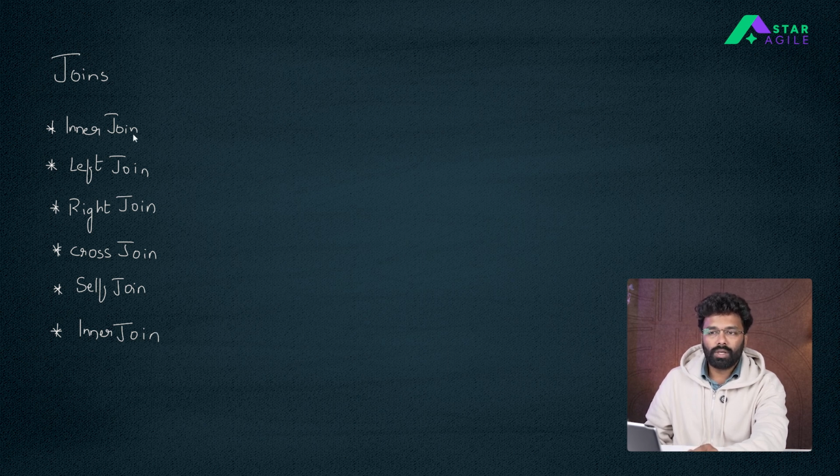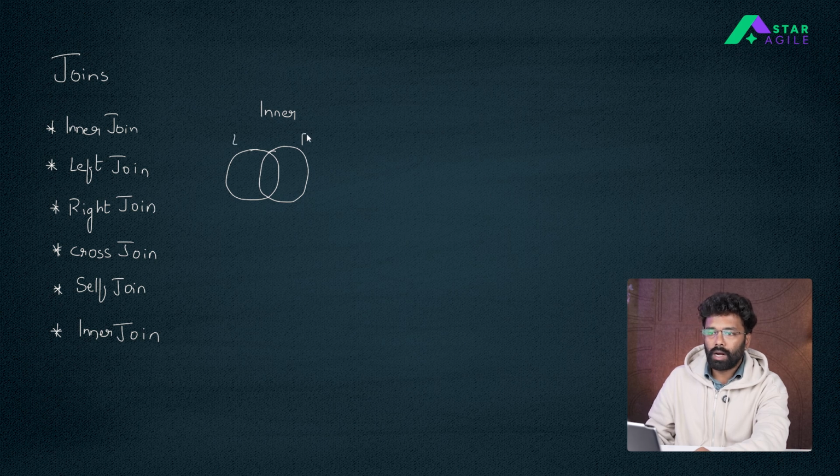So what do these joins do? Joins are mainly used to combine the data from different tables. And how does an inner join work? When I perform an inner join on two different tables, let's say I have a left table and a right table, an inner join will give you only the common data from both the tables.